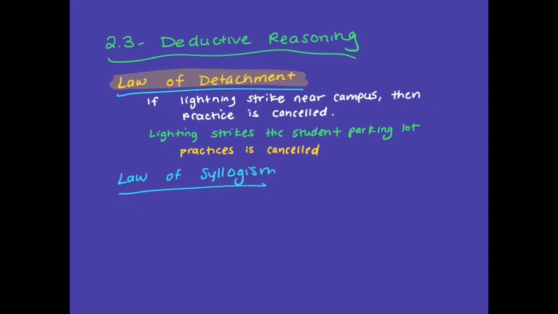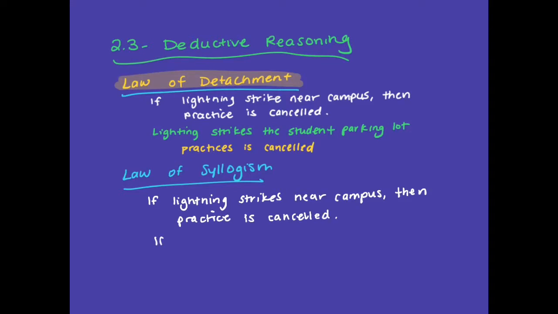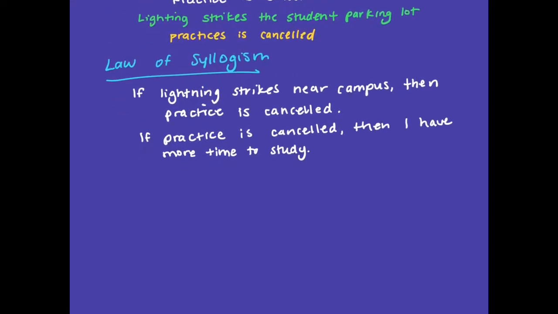The law of syllogism needs two statements. So let's start with the same one. If lightning strikes near campus, then practice is canceled. If practice is canceled, then I have more time to study. So there's two statements being joined together by the same then. The then on one part is the if on the other.